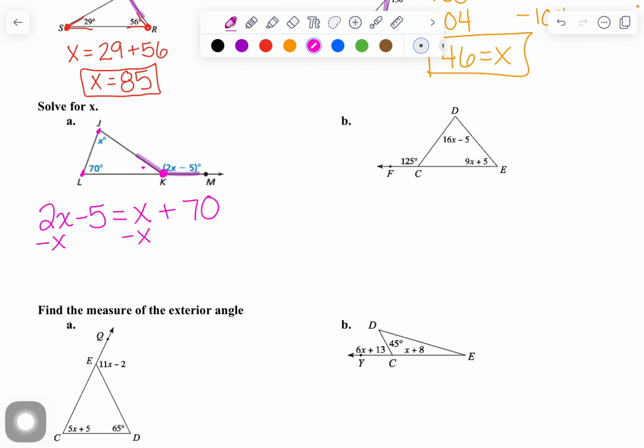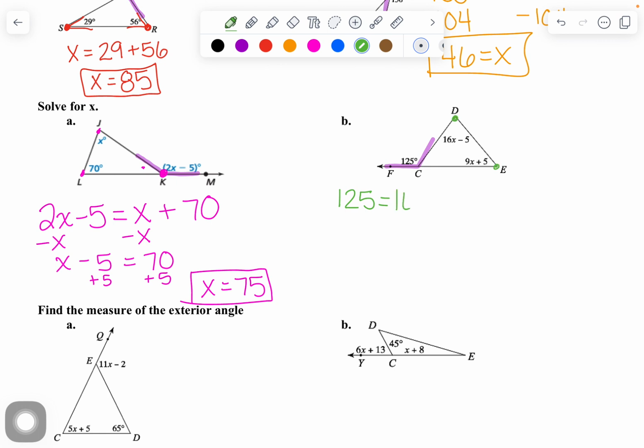Once we have our equation, we are solving for x. I'm just doing that quickly. I'm showing you all of my work just because I'm not there to explain where the things come from. Problem B, very similar. Exterior angle is the 125. The two interior angles not right next to it are the 16x minus 5 and the 9x plus 5.